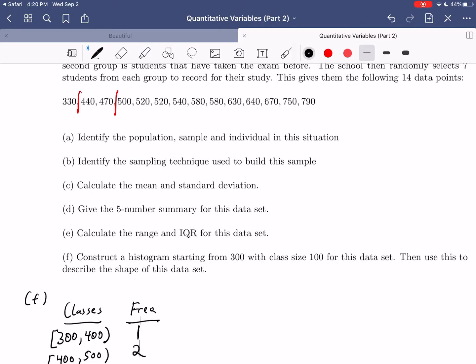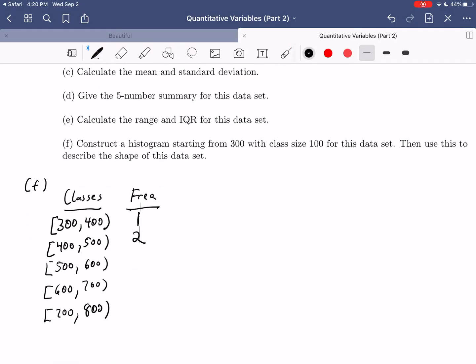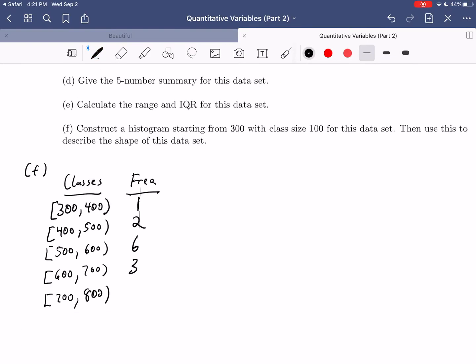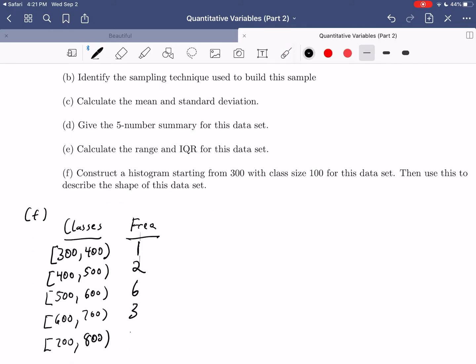Okay. For 500 to 600, we would include all of these. That looks like we have 1, 2, 3, 4, 5, 6. So we have 6 as a frequency there. For 600 to 700, we would include this, this, and this. Looks like a frequency of 3. And then 700 to 800, looks like we have 2 of them there. So that would give us a frequency of 2.